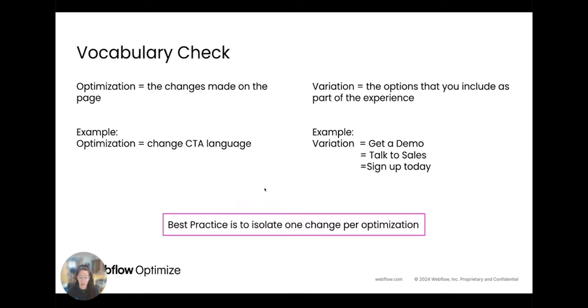I encourage you to make those separate optimizations. So change your headline in one experience, change your CTA in another. This just gives you more flexibility to see what's working independently. It also allows more possible versions to be shown to visitors. The more options you have in separate optimizations, the more combinations that can be served together.